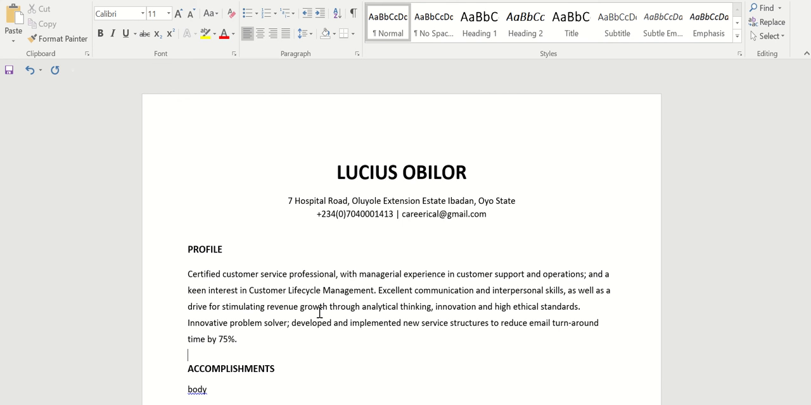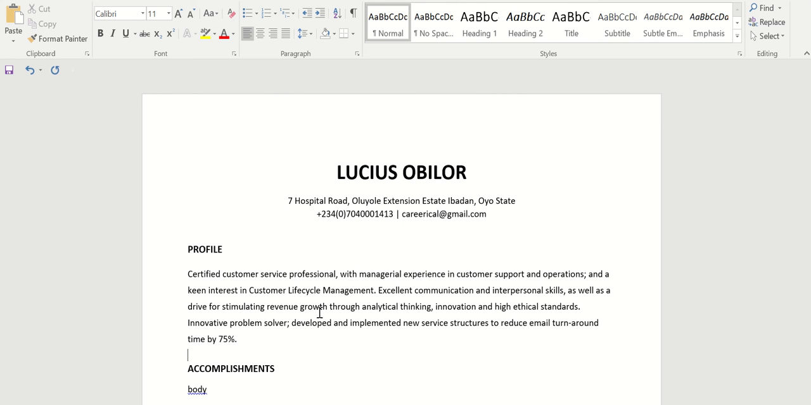Okay. So then again, the profile statement here goes ahead to touch on some of the skills that are paramount for a position in customer service: excellent communication and interpersonal skills, as well as drive for stimulating revenue growth through analytical thinking. So these are some of the skills that the person has highlighted that would catch the eye of the recruiter.